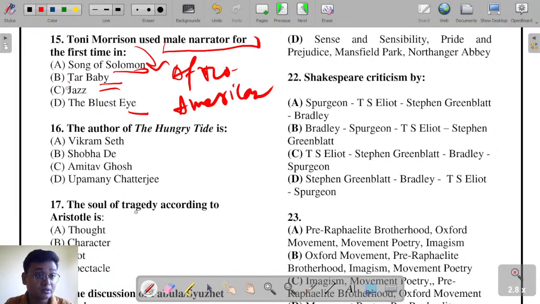So in Song of Solomon, the first male narrator, Milkman. Song of Solomon is the right answer. And in that novel, for the first time, Toni Morrison has used a male narrator.